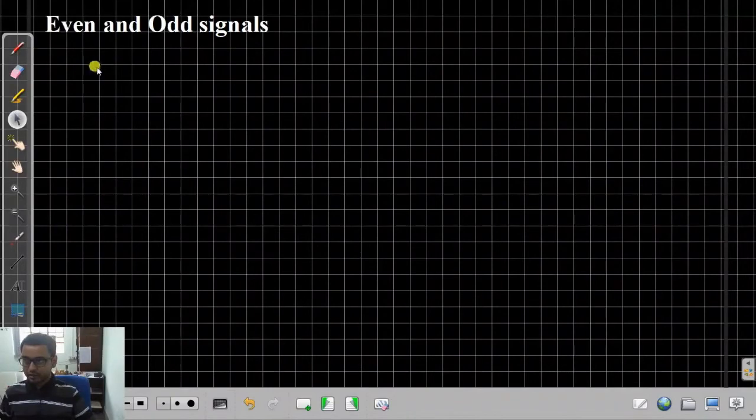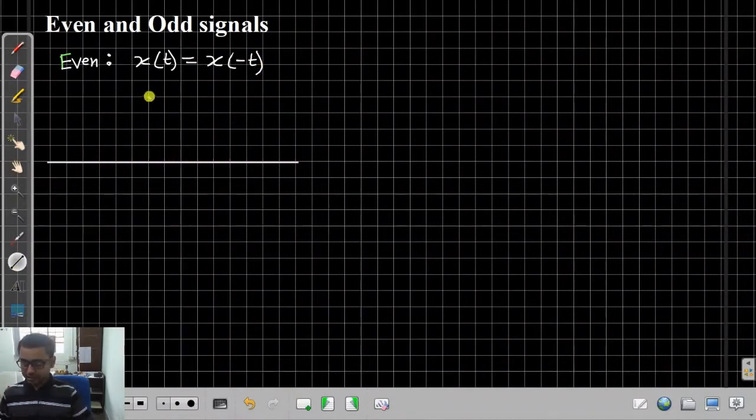Now the thing that we shall learn today is about odd and even signals or odd and even functions. Okay. So a function is called even if x of t is equal to x of minus t. An example of such function, very common function, is cosine t.